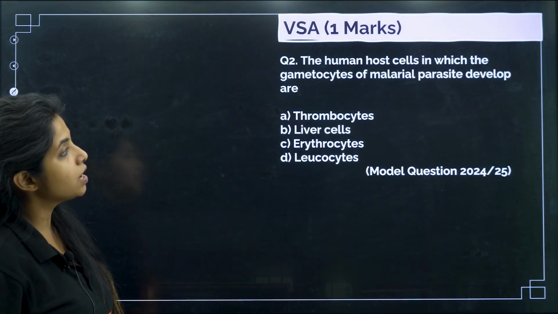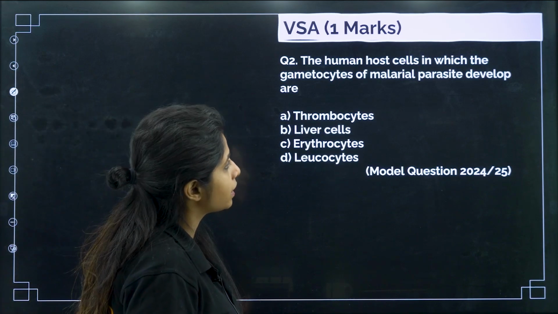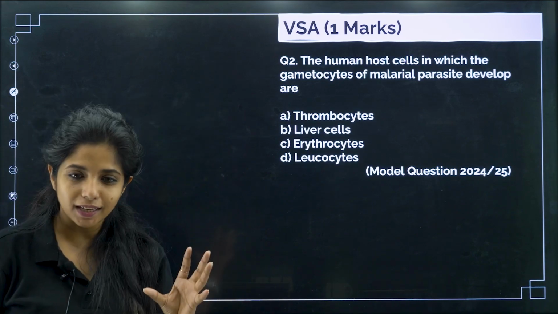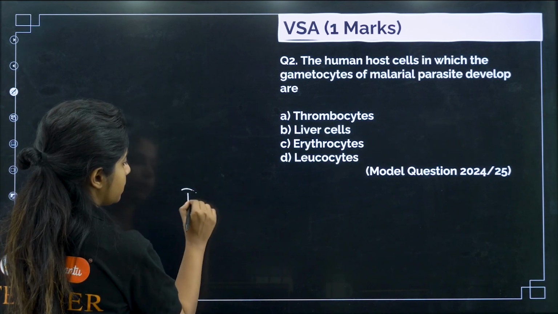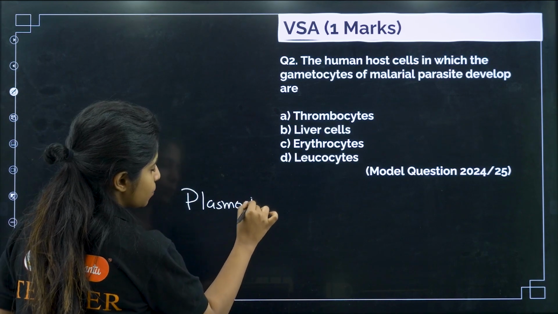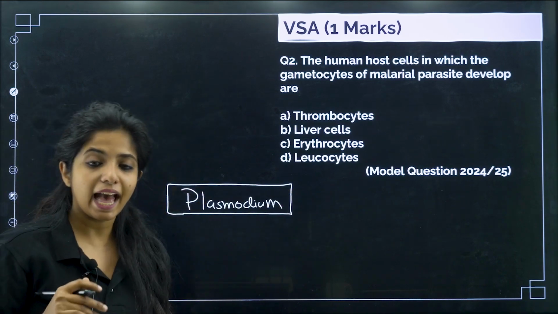Going to the next question. The human host cells in which the gametocytes of the malarial parasite develop are. Listen, what is a malarial parasite? It is known as Plasmodium. So Plasmodium, you can remember like this: they have their kits inside.